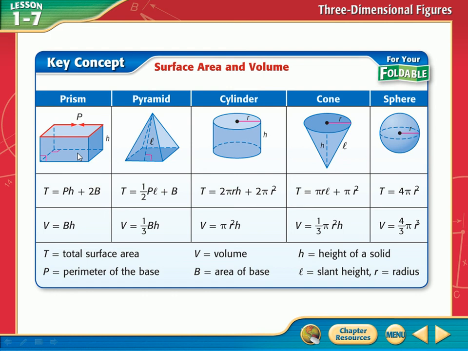The base could be a triangle. It could be a pentagon. But you don't know how to find the area of a pentagon right now. That's way later in the book. All right, so it'll probably be either a triangle or a rectangle because that's the only thing that you can find the area of right now. Okay? So that's what that means.